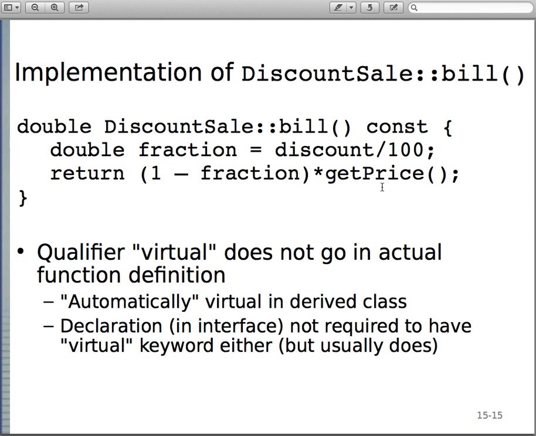Okay, simple percent discount. So the virtual qualifier does not go into the actual function definition. That is, you don't put the virtual here. It's automatically virtual since it's virtual in the base class. The declaration, that is in the .h file, the interface file, is not required to have the virtual keyword either, but usually it does. So it's good practice to put it in.